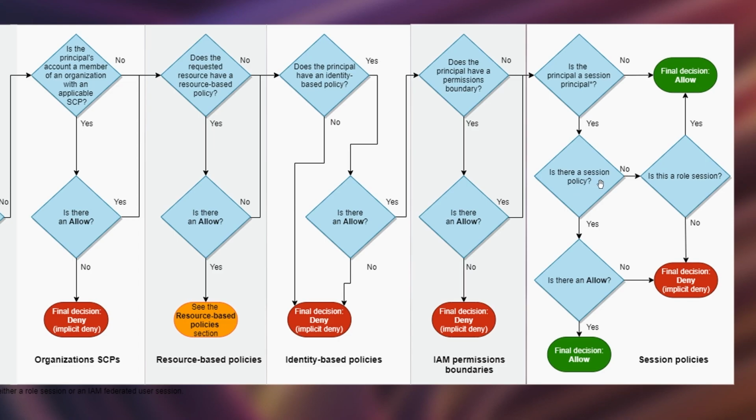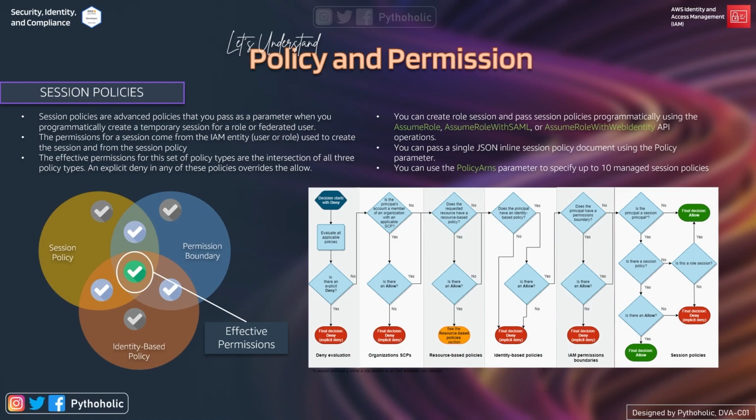And if there is no session policy, then it will check for the role session. And if there is a role session, then the request will be allowed and that will be its final decision. So I hope you understood the point. This is a very good example of understanding how the flow actually works when a request comes. So please make sure that you go through this once again, read more documents about it and see the flow diagram and try to understand.